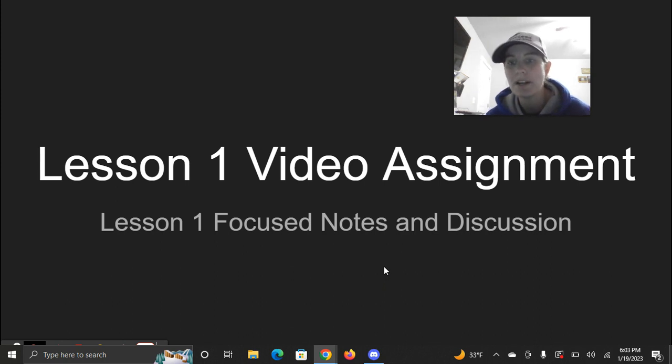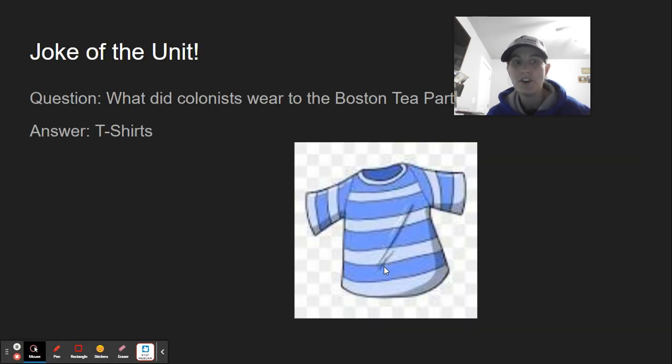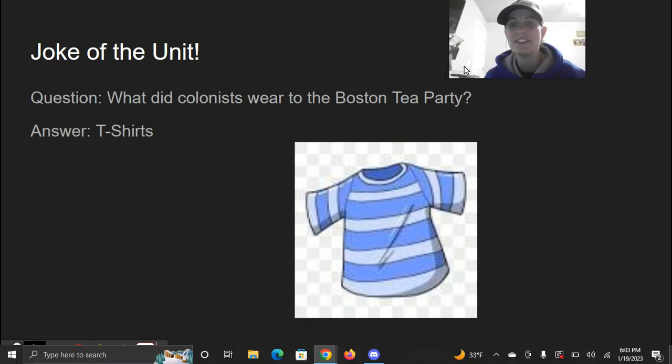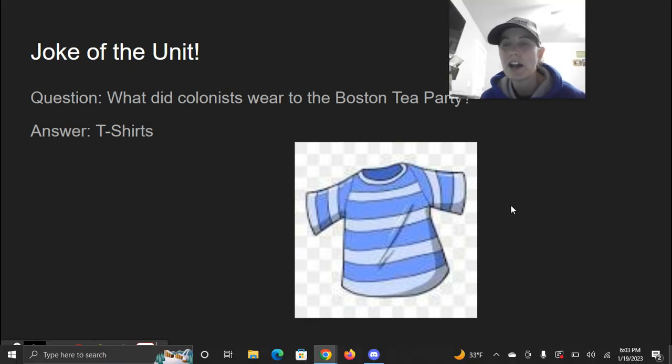But before we talk about that, let's do the joke of the unit. All right, we're going back to your U.S. History A knowledge here. What did the colonists wear to the Boston Tea Party? Answer, T-shirts! Get it? Tea Party T-shirts. Oh, you guys know you'll love it.